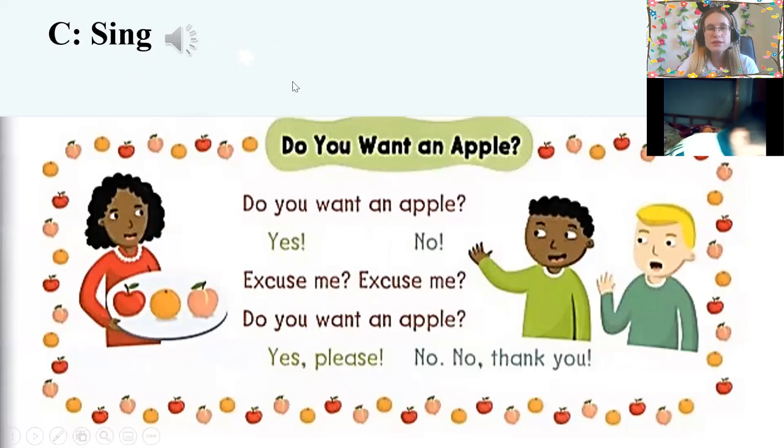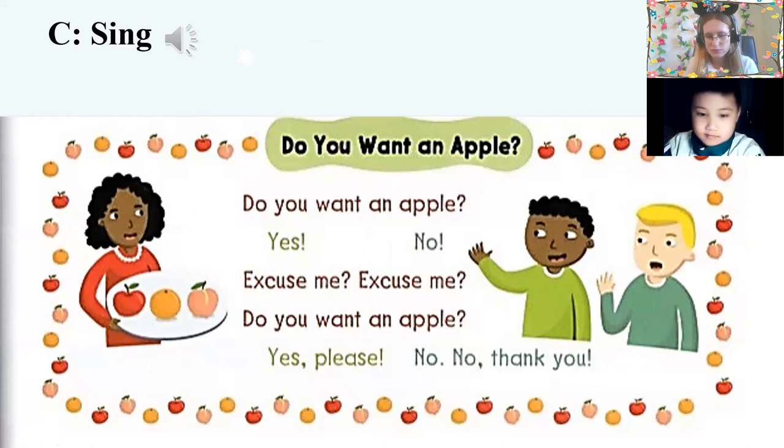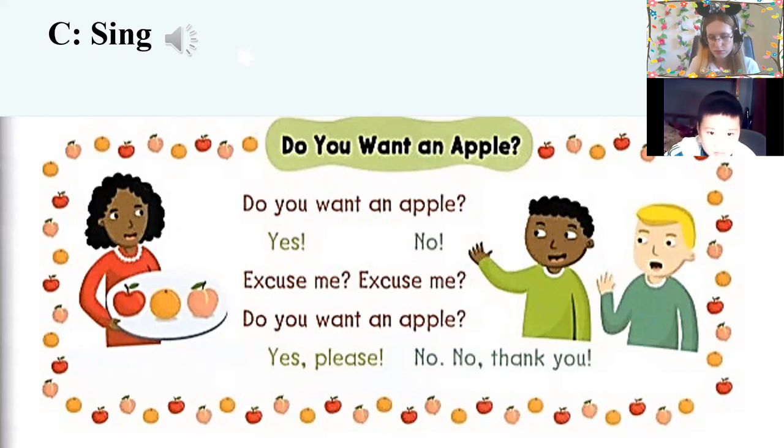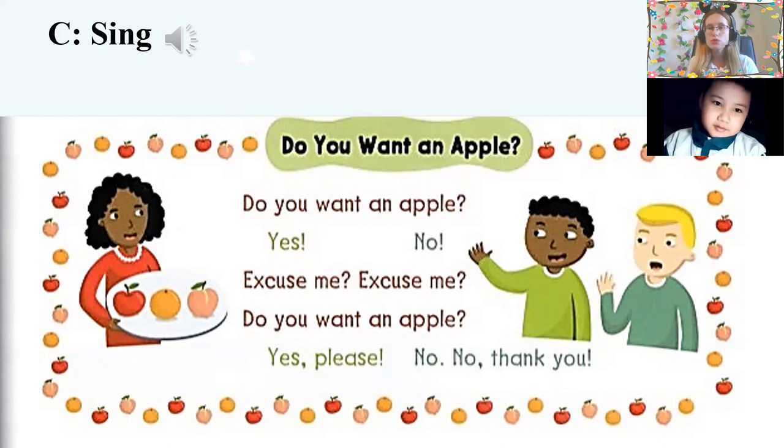Okay, let's sing. Do you want an apple? Yes, no. Excuse me. Do you want an apple? Yes, please. No, thank you. Orange. Do you want an orange? Yes, please. No, thank you. Peach. Do you want a peach? Yes, please. No, thank you.